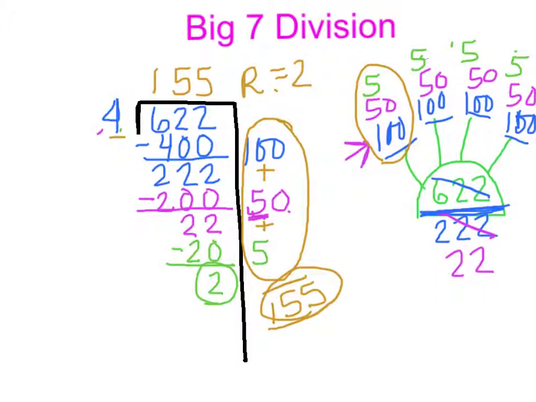Meaning after I'm done splitting up all my pieces of candy, all my 622 pieces of candy, everybody gets the same amount, which is 155, but there are still 2 little pieces left over. And that is it. Big 7 in a nutshell.